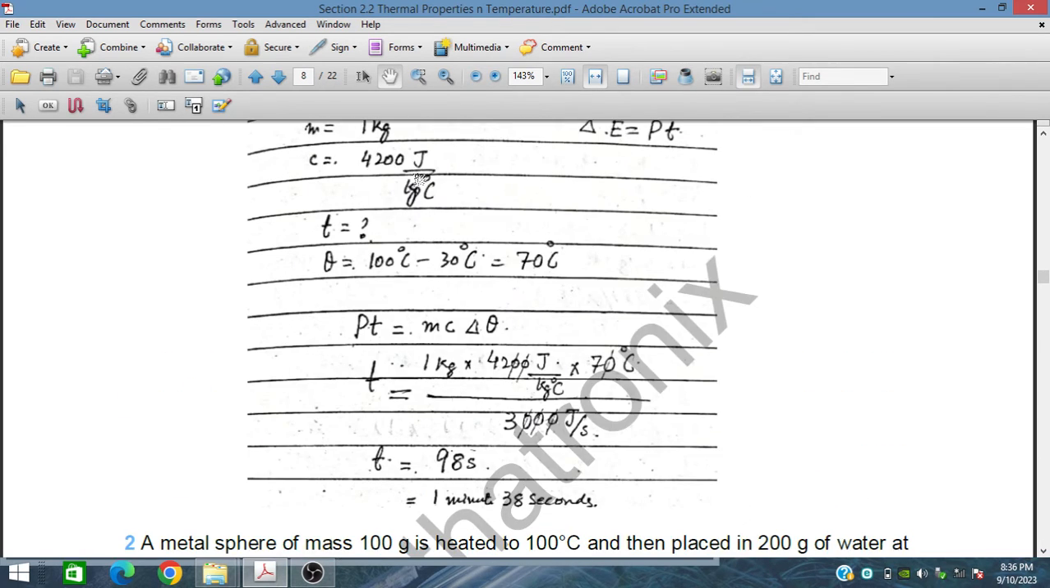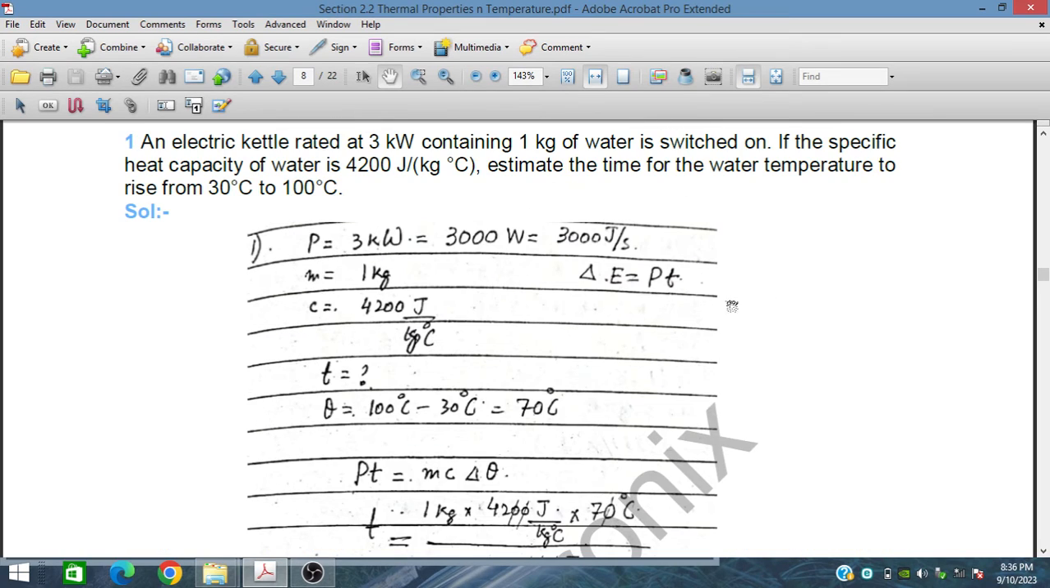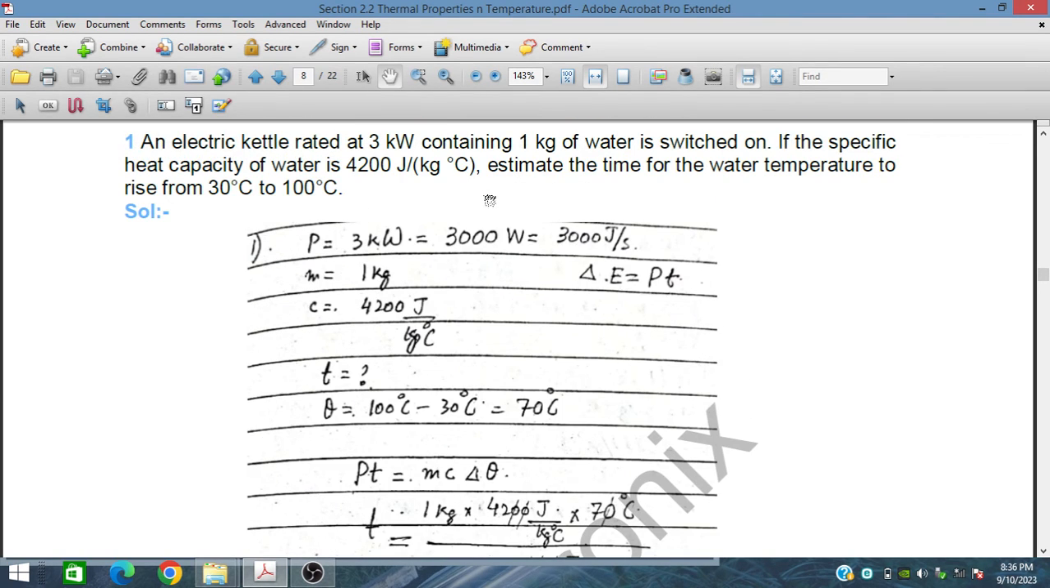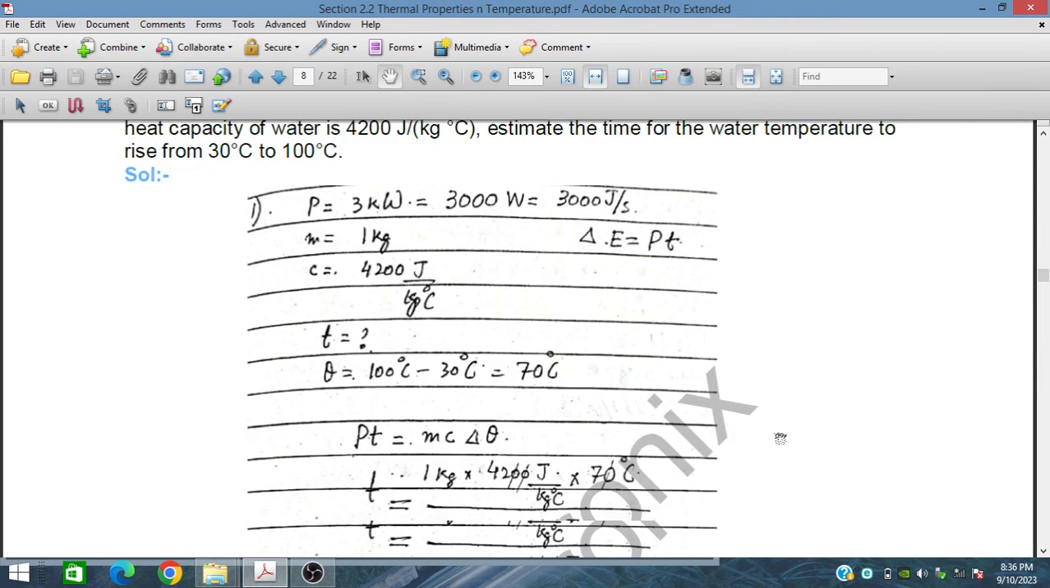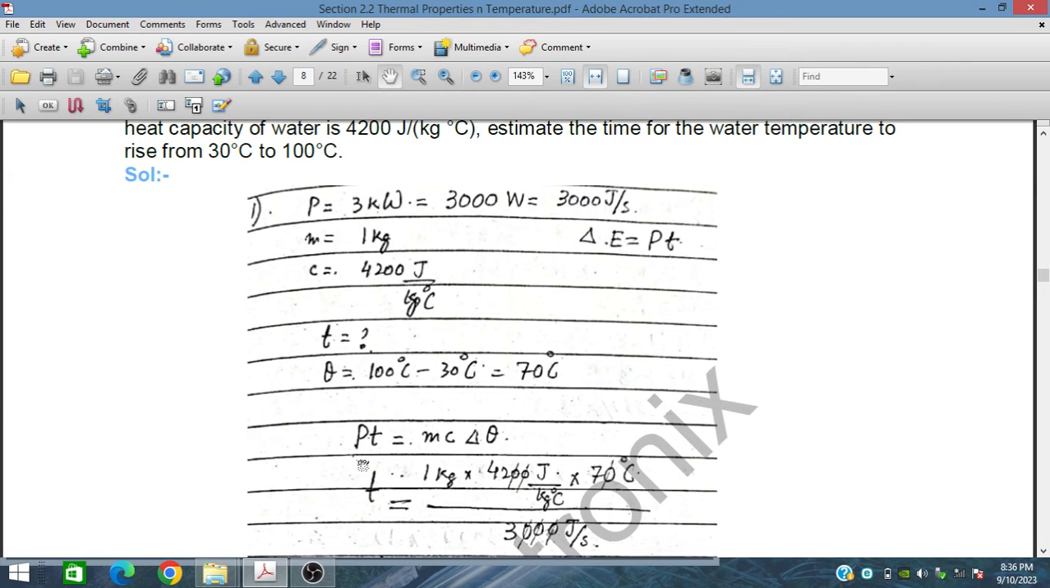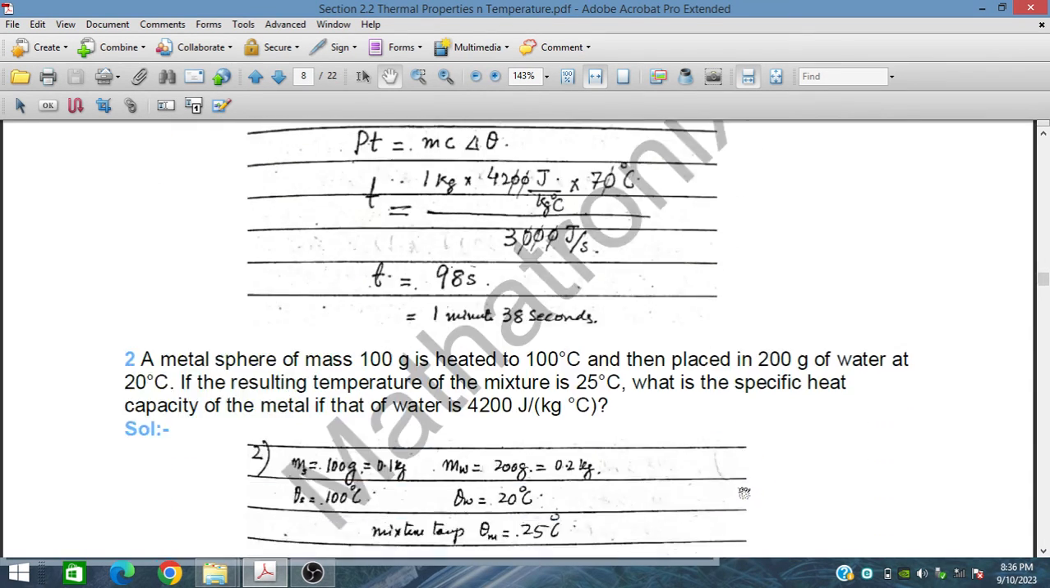In real, practical problems some energy will also be lost, but for this problem we have assumed an ideal condition. All the energy supplied is used in raising the temperature of the water. So this much time will be okay. This is the energy supplied, and this is the energy gained by the water inside the kettle.